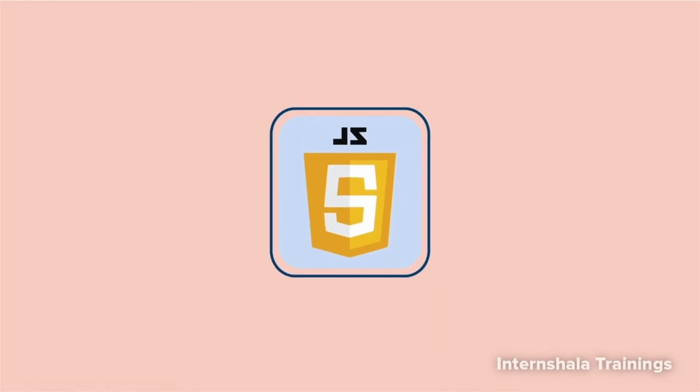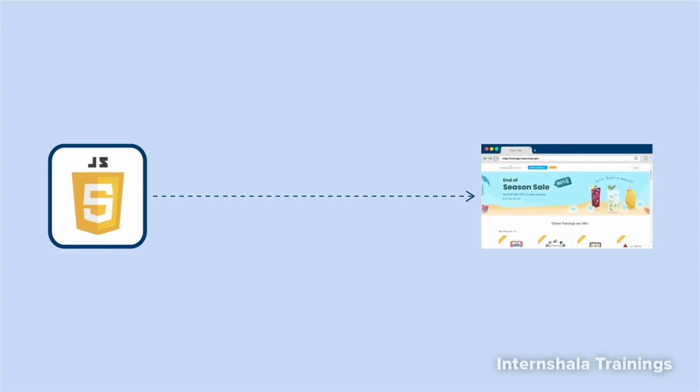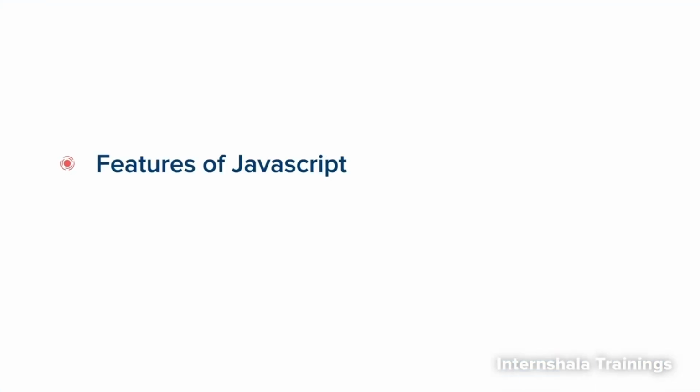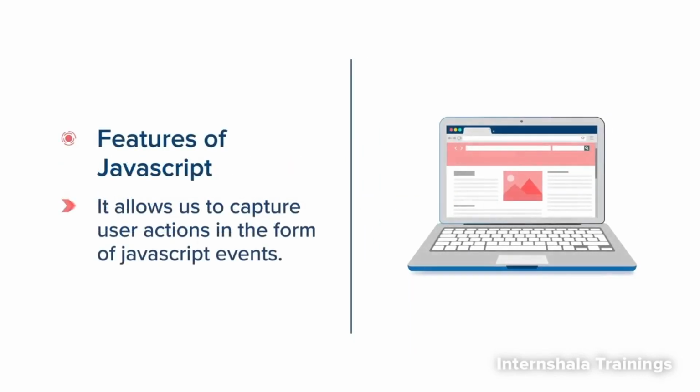In this video, let us dive deeper to understand JavaScript as a client-side language. JavaScript, as you already know, is a client-side scripting language, meaning it gets executed on the user's browser after the web page has been loaded. And due to this, it has two special features. First, JavaScript allows us to capture various user actions in the form of JavaScript events.